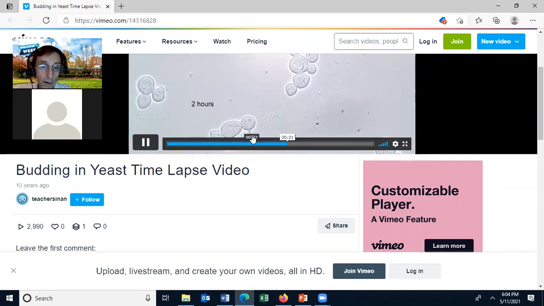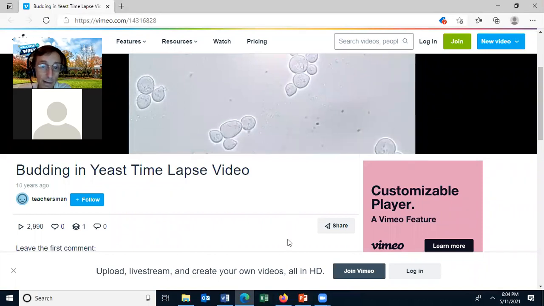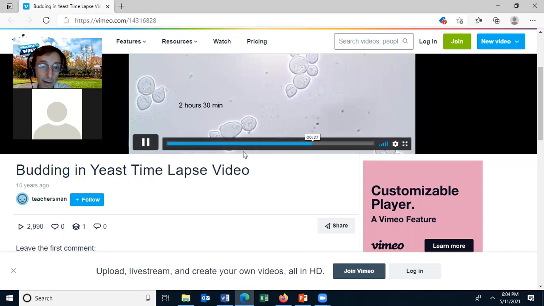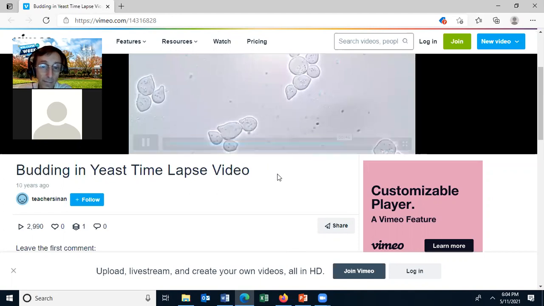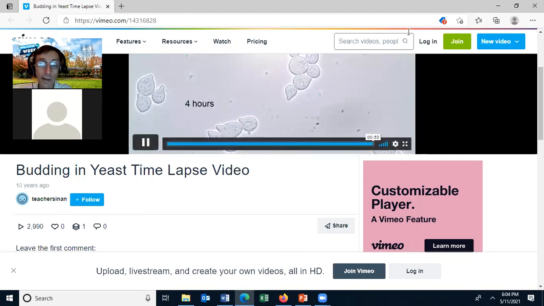This cell now separates from the parent cell, and it's close to the size of the parent cell. And there the parent cell is putting out another bud, and then the other cell is putting out another bud right there. So that is budding. Some bacteria can grow by budding. Any question about any of that?